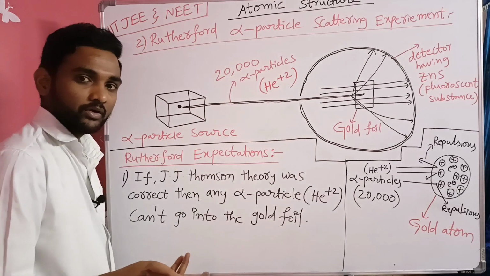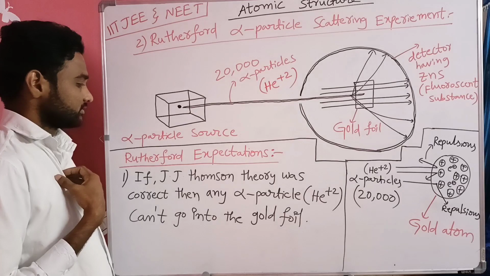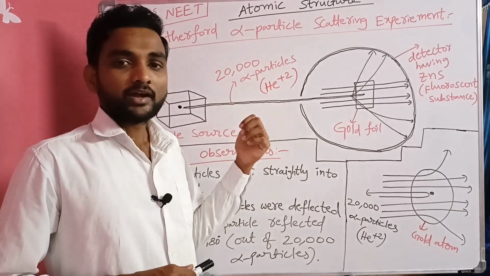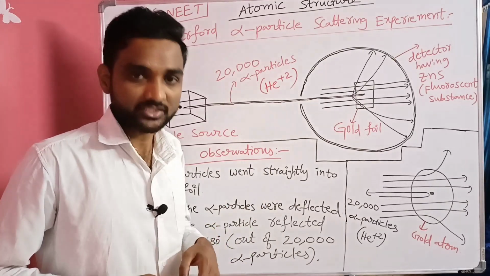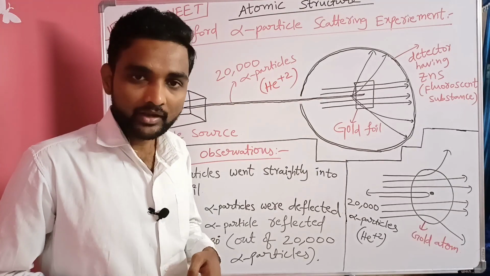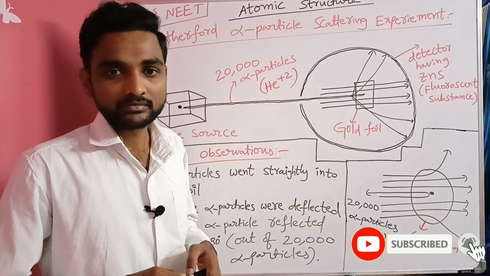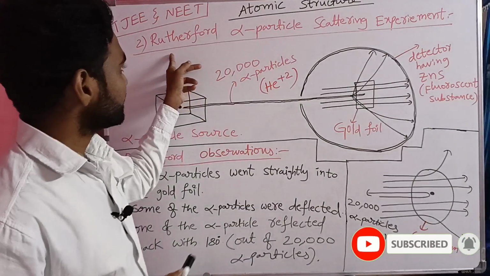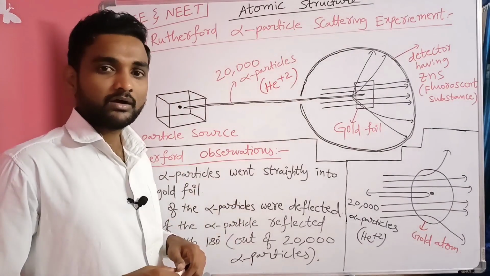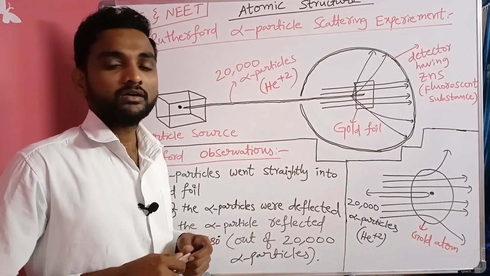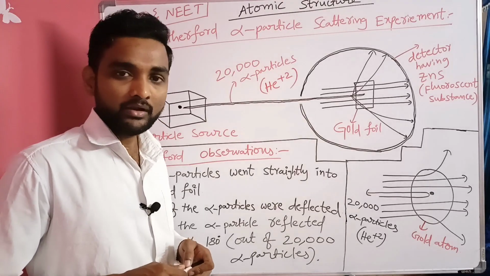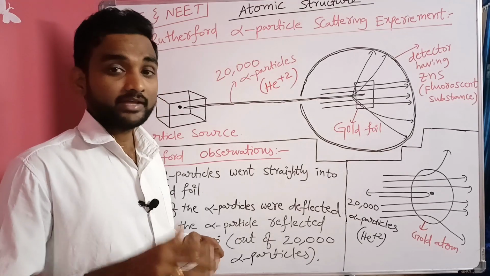But practically, what did Rutherford observe? Now let me discuss the observations of Rutherford. Why did Rutherford conduct the alpha particle scattering experiment? Do you know? In order to check whether the J J Thomson atomic model was correct or not. If no alpha particle could go into the gold foil, then Rutherford would accept that yes, Thomson's atomic model is correct. But that did not happen.